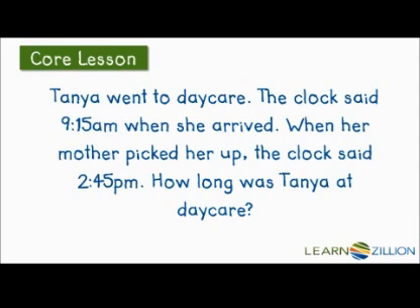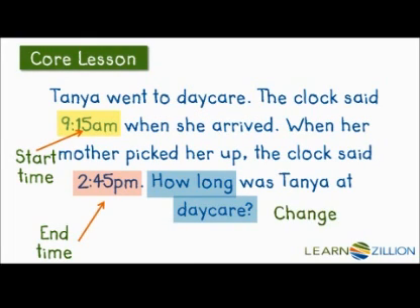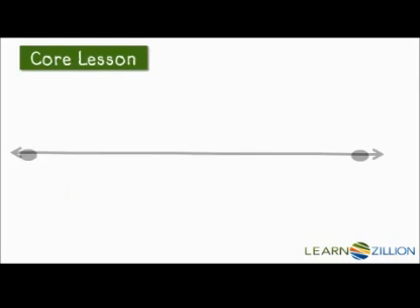So first, let's underline and label the three parts. She got to daycare at 9:15 a.m. That was the start time. And her mom picked her up at 2:45 p.m. So that was the end time. And so this question is asking us, how long was daycare? How long was she there? What was the change of time? That's what we're going to be figuring out. And so we're going to use our number line strategy.